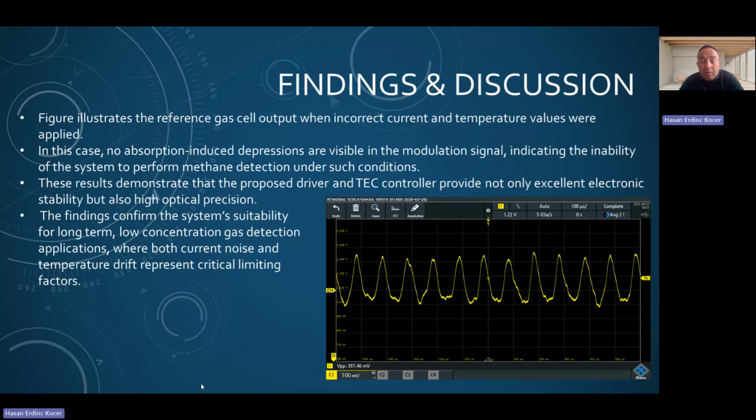These results demonstrate that the proposed driver and TEC controller provide not only excellent electronic stability, but also high optical precision. The findings confirm the system's suitability for long-term, low concentration gas detection applications where both current noise and temperature drift represent critical limiting factors.